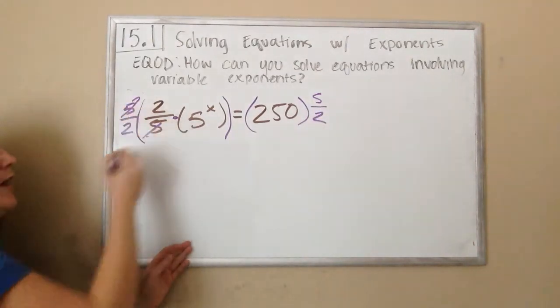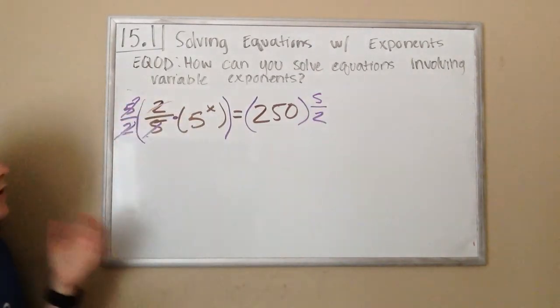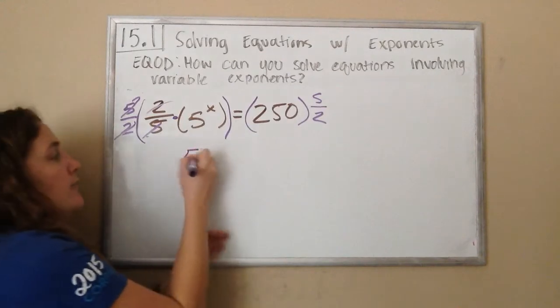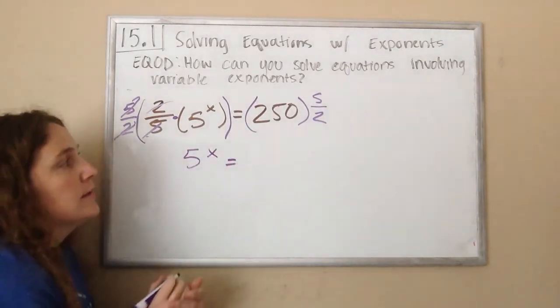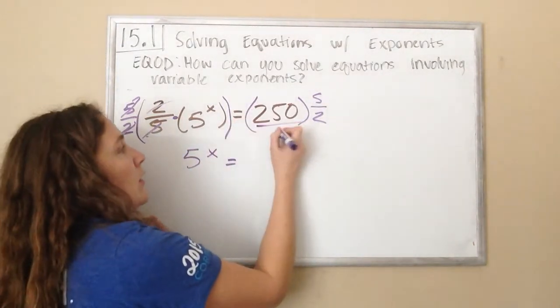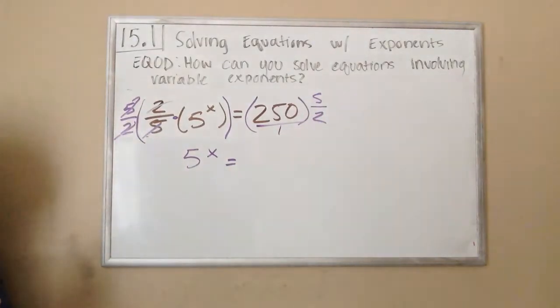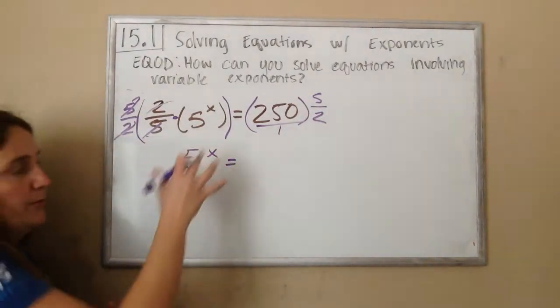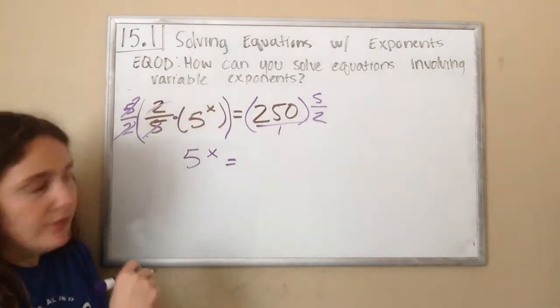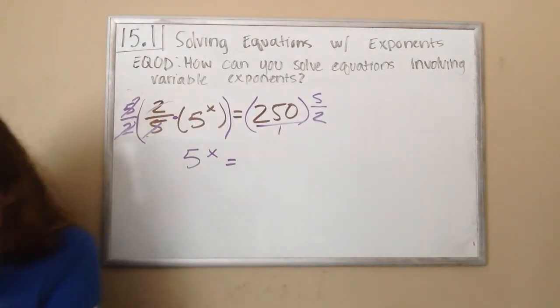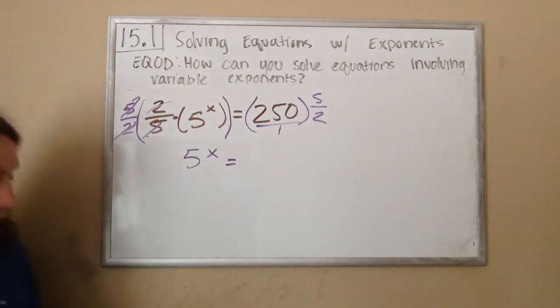5 over 5, those cancel. 2 over 2, those reduce to 1. So 5 to the x equals 250 over 1. We're going to multiply those together, 250 times 5. It's going to be a big number.